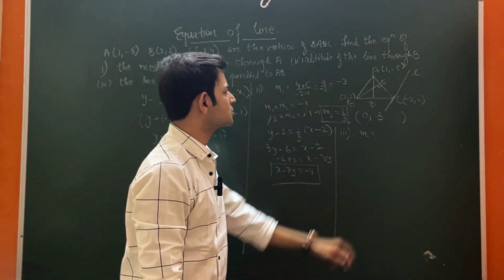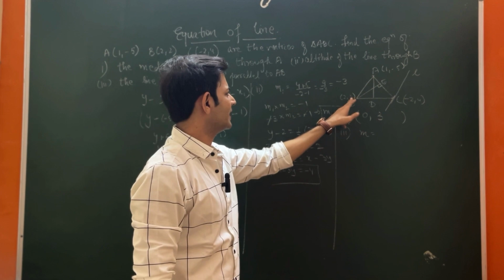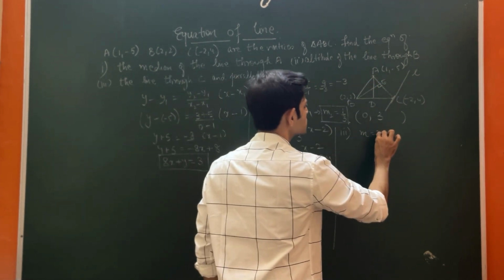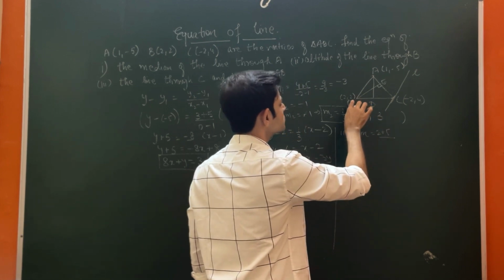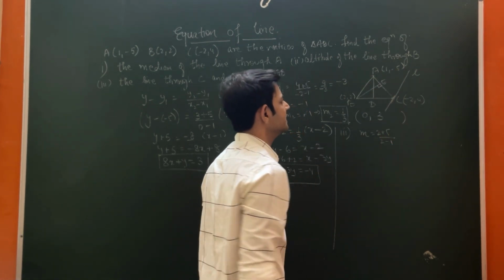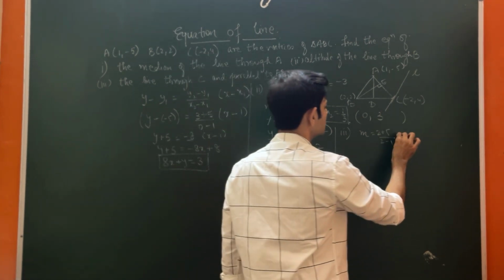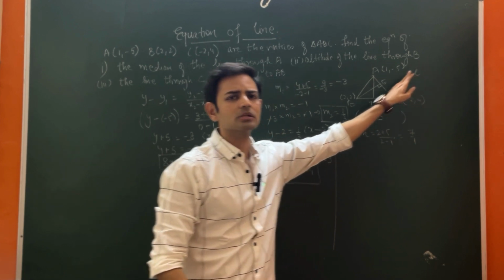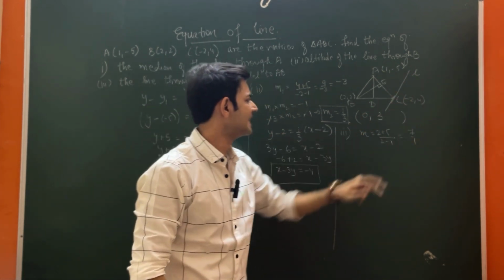M is equal to y2 minus y1. So 2 minus of minus 5, which is equal to 2 plus 5. y2 minus y1 upon x2 minus x1. So 2 minus 1. This is equal to 7 upon 1. So this line L will also have the slope as 7.